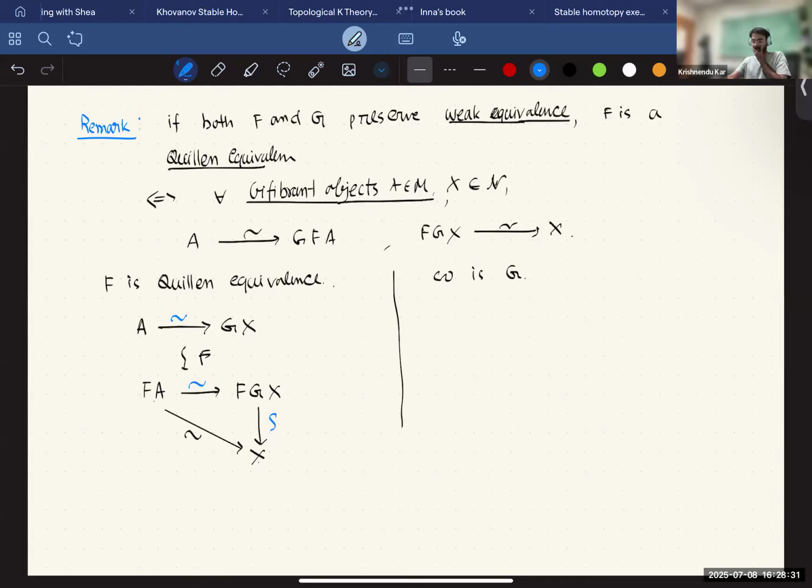Similarly, you start with your F of A to X, apply the G. This is your GFA to GX. This is your A to GFA to GX, and this is your A to GX. It is the adjoint map to F of A to X. Now, by the Quillen equivalence condition, if your A to GX map is a weak equivalence over here, then this map is a weak equivalence, and this is a weak equivalence.